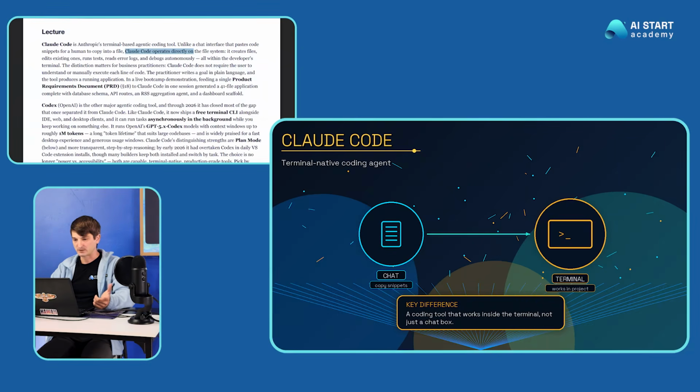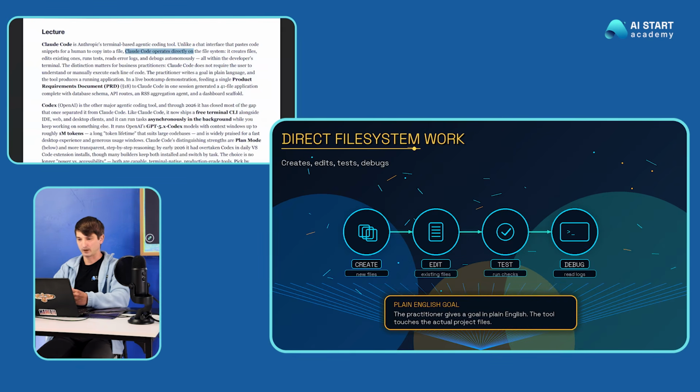Claude Code is Anthropic's terminal-based agentic coding tool. Unlike a chat interface that pastes code snippets for a human to copy into a file, Claude Code operates directly on the file system. It creates files, edits existing ones, runs tests, reads error logs, and debugs autonomously, all within the developer's terminal or within the Claude Code desktop version that you have installed.